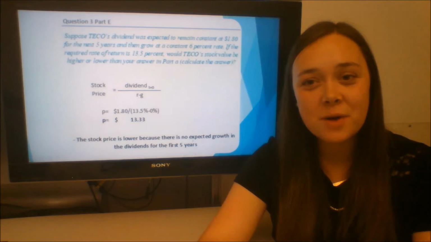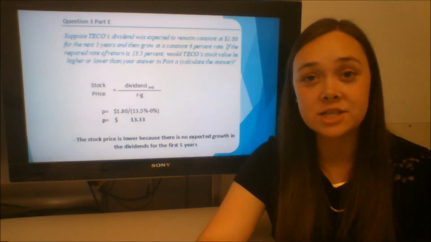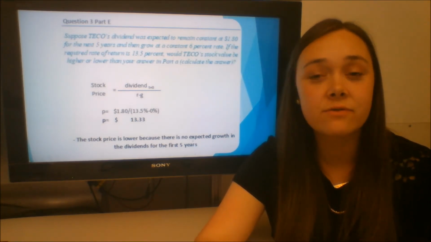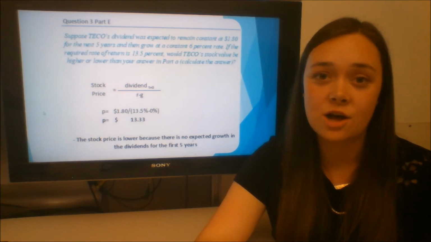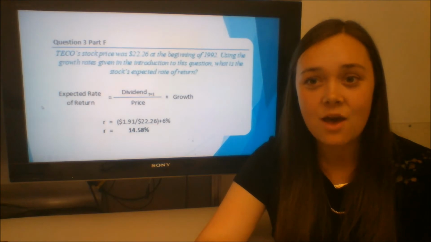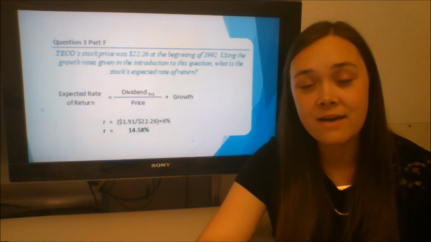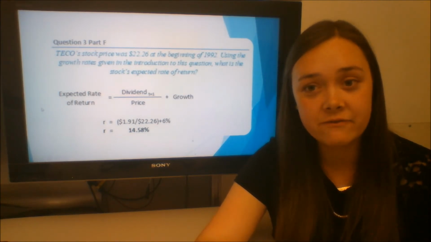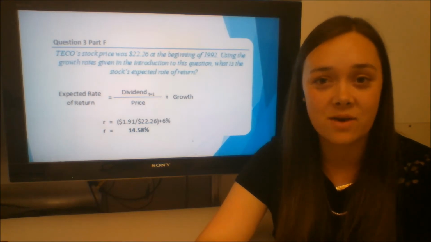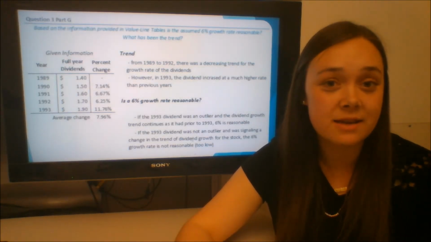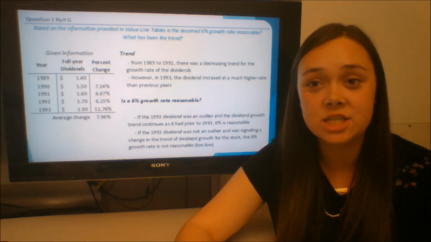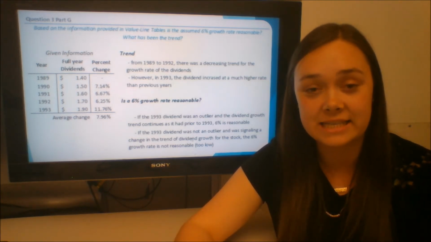For question 3, Part E, I found the stock price given the information that there was no dividend growth rate for 5 years. Based on this information, I found a price of $13.33. For question 3, Part F, I found the expected rate of return with the given information to be 14.58%. For question 3, Part G, I was asked to see if the 6% growth rate was reasonable based on the dividend change between 1989 and 1993.